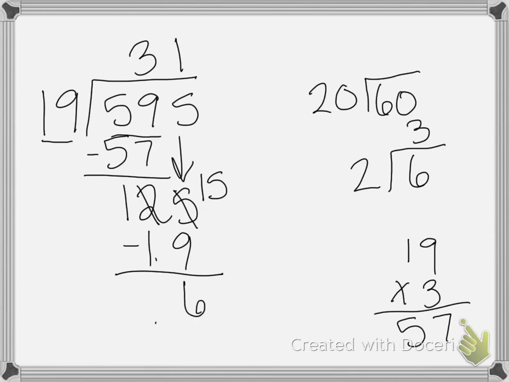Okay. So I cannot do anything else. So my answer is going to be 31. I have a remainder. So it's going to be 31, remainder 6.